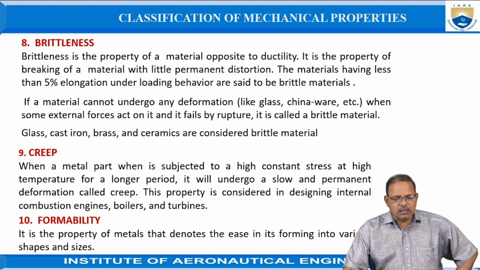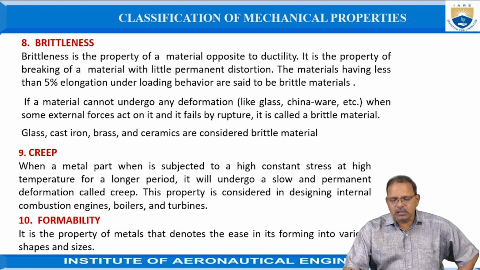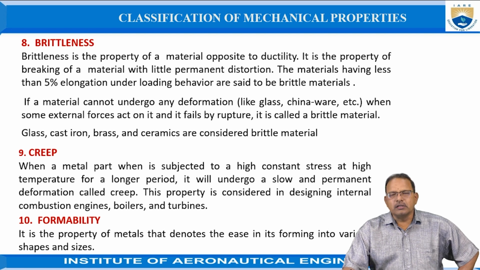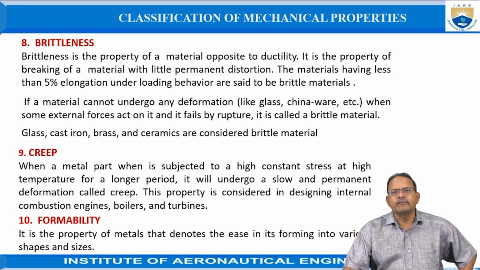Brittleness. Brittleness is the property of the materials which is opposite to ductility. Ductility, already given, is the ability of the materials to be drawn into wire. Brittleness is the property of the material of breaking without permanent distortion. The materials having less than 5% of elongation under loading are said to be brittle materials.